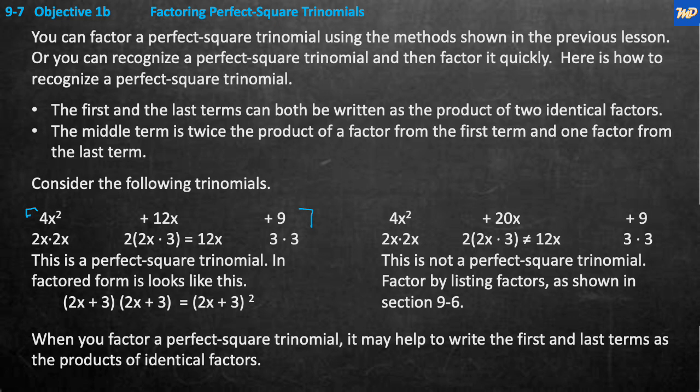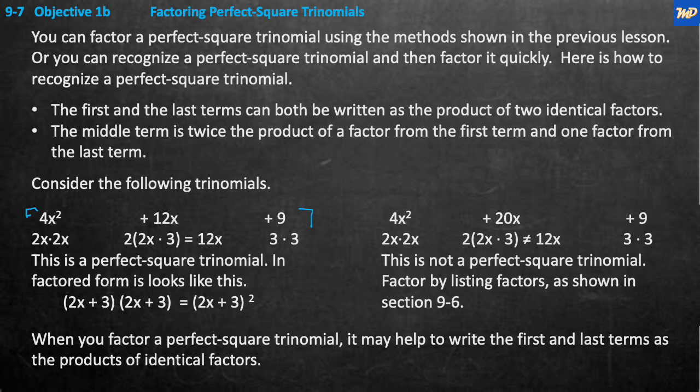Then the middle term, plus 12x, can be broken down into, and remember, it was 2ab. So if you can factor a 2 out of here, you say, okay, I've got the 2 out, so now that gives me a 6x. And I can factor the 6 into a 2 and a 3, so it's 2x times 3, which will give us the 12x that we're looking for.